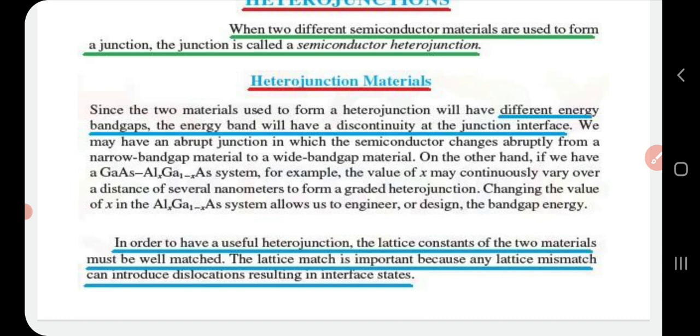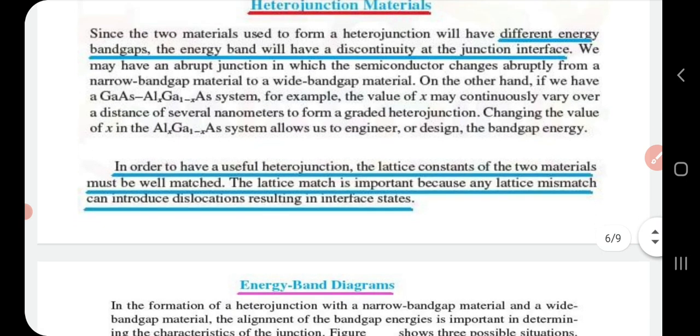Then okay, now the next one is an example that you need not study. In order to have a useful heterojunction, the lattice constant of the two materials has to be well matched. That is the first criterion that has to be satisfied when you are making a heterojunction. That is, the lattice constant of the two materials that you are using must be well matched.